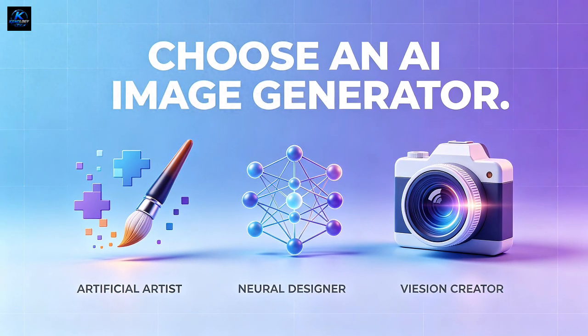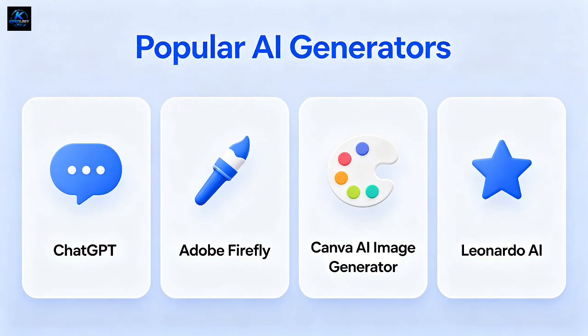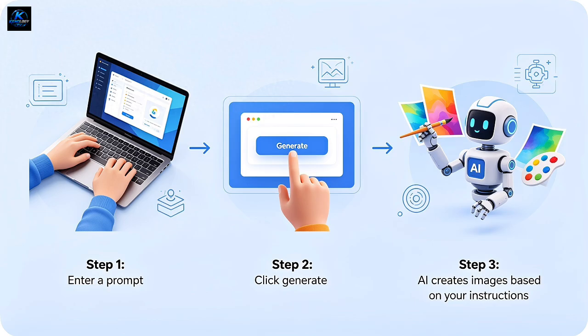Choose an AI image generator. There are several AI image generation tools available today. Popular options include ChatGPT, Adobe Firefly, Canva AI Image Generator, Leonardo AI. Most of these tools work similarly. You enter a prompt, click Generate, and the AI creates images based on your instructions.